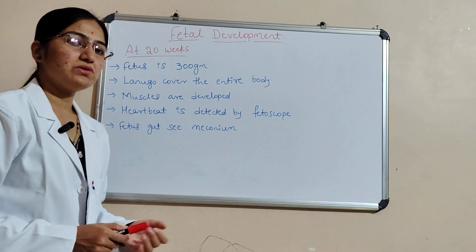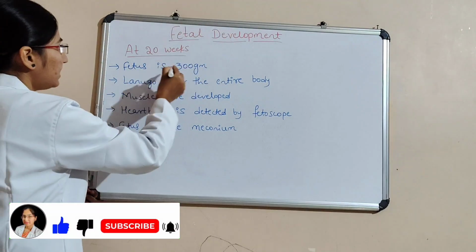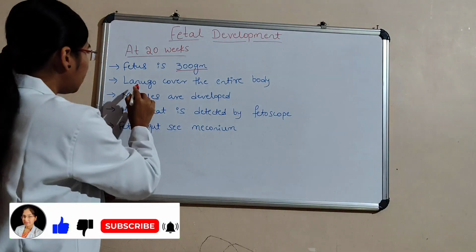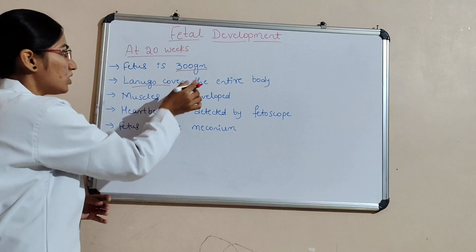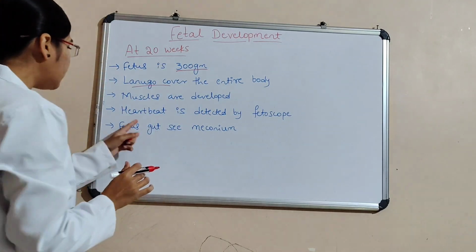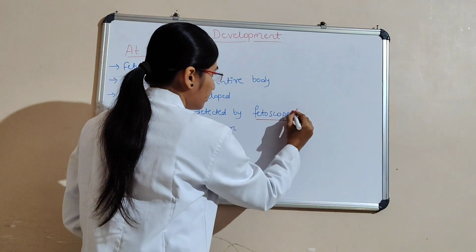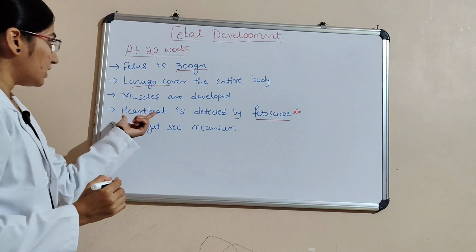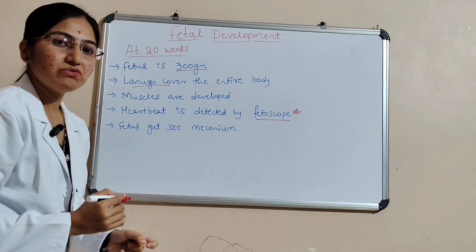Next, we'll see 20 weeks. Here, fetus weight is 300 gram. Lanugo covers the entire body, muscles are developed, and heartbeat is detected by fetoscope. Here it is important. In which week can we detect heartbeat by fetoscope? That is at 20 weeks.